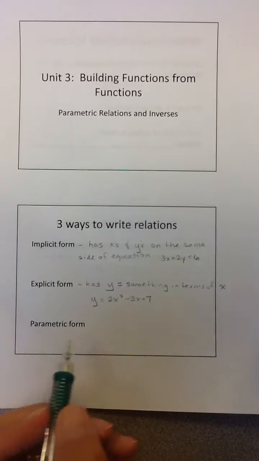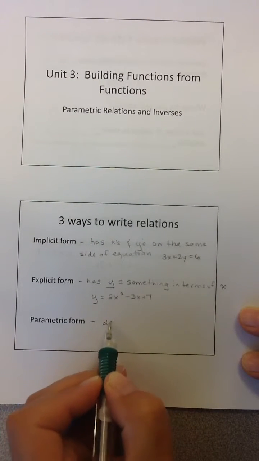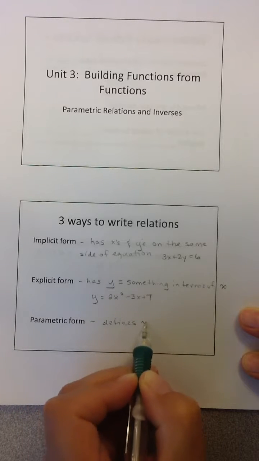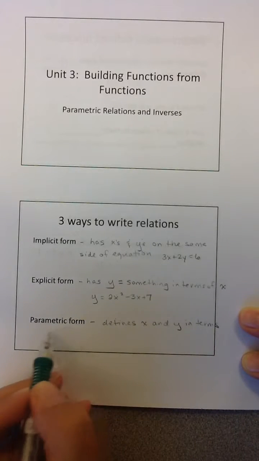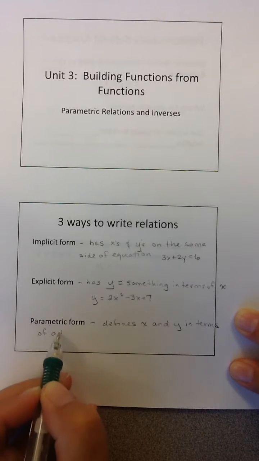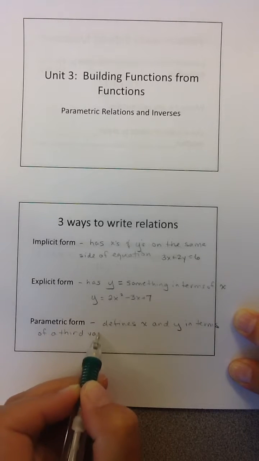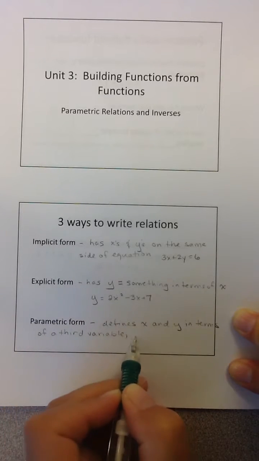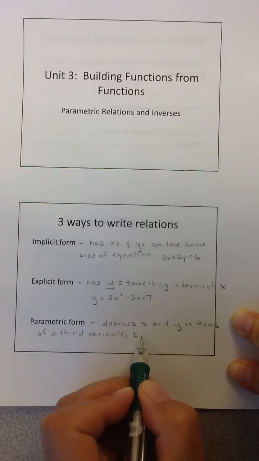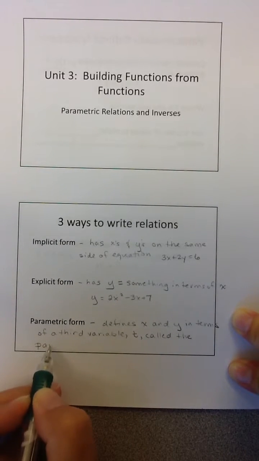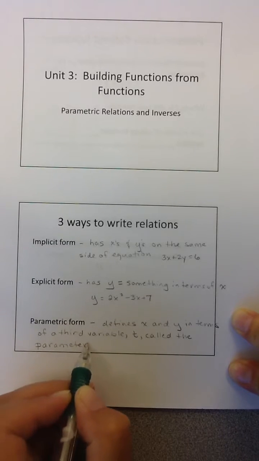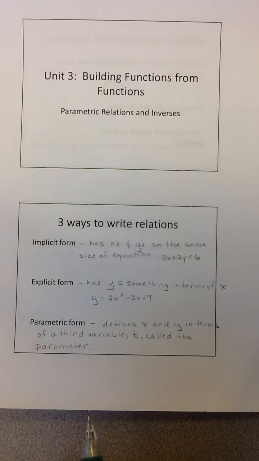A parametric form defines the two variables x and y in terms of a third variable, which is always a t, that's called the parameter. And t, most of the time in application problems, is time. So that's why we have that choice.